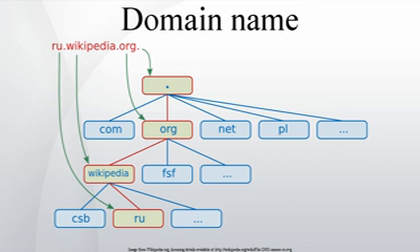The hierarchical DNS labels or components of domain names are separated in a fully qualified name by the full stop, dot.